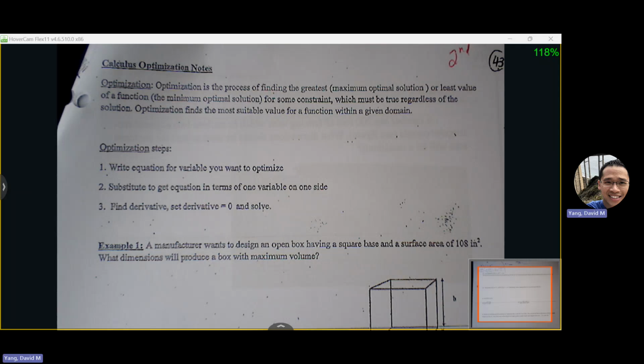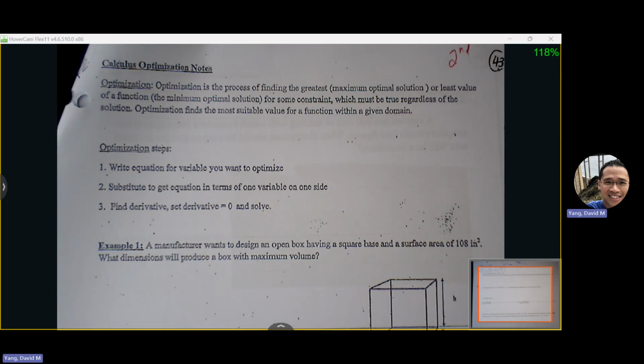Okay, so optimization is the process of finding the greatest value, which is the maximum optimal solution, or the least value of a function, the minimum optimal solution, for some constraint which must be true regardless of the solution. Optimization finds the most suitable value for a function within a given domain. It sounds complicated, and the reason that it feels more complicated is because it's in a word problem format, and there's potentially two variables involved that we have to get down to one variable.